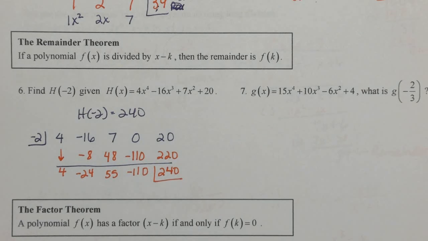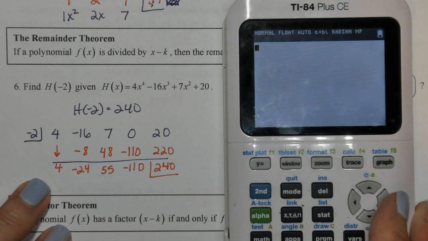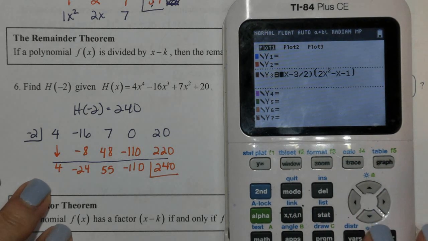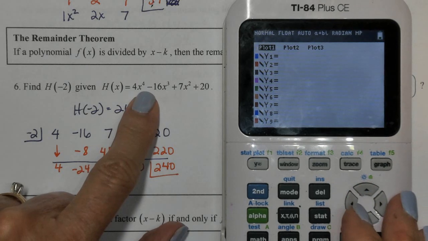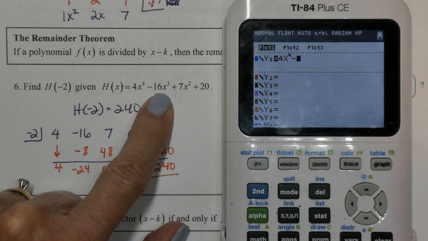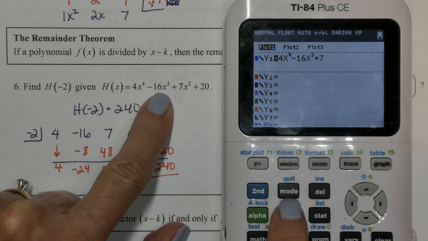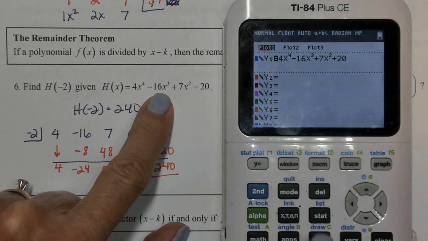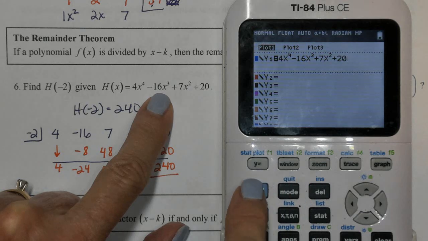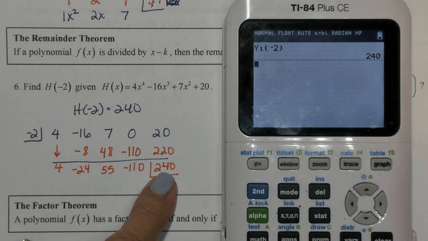I'm going to want to prove that to you because I know you're doubting it. Maybe you're not doubting it. Let's put this in for y1: 4x to the 4th minus 16x cubed plus 7x squared plus 20. So that went in for y1, and then on my home screen I'm going to find y1 at -2, 240. Is that awesome?